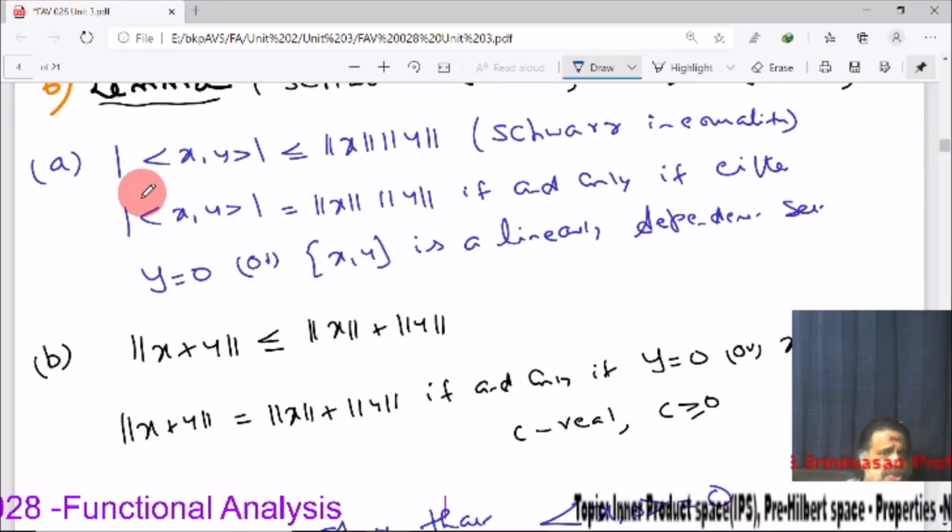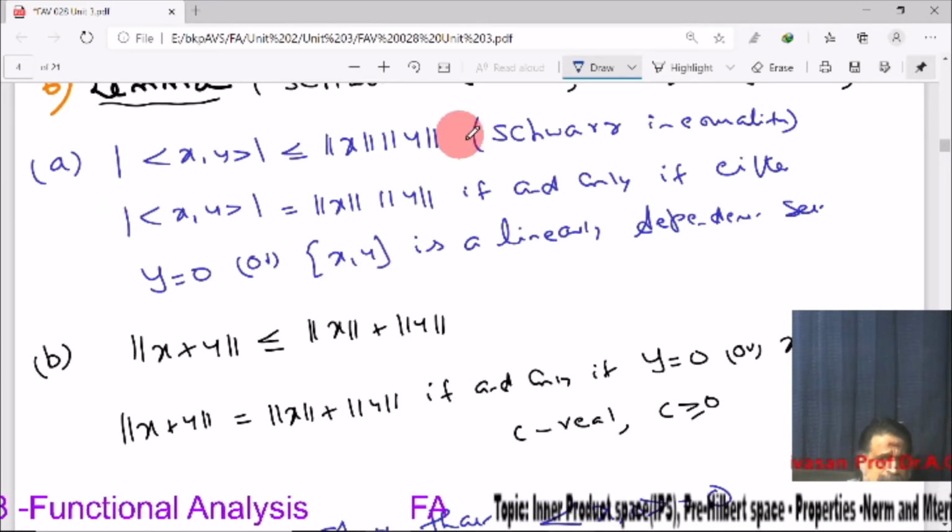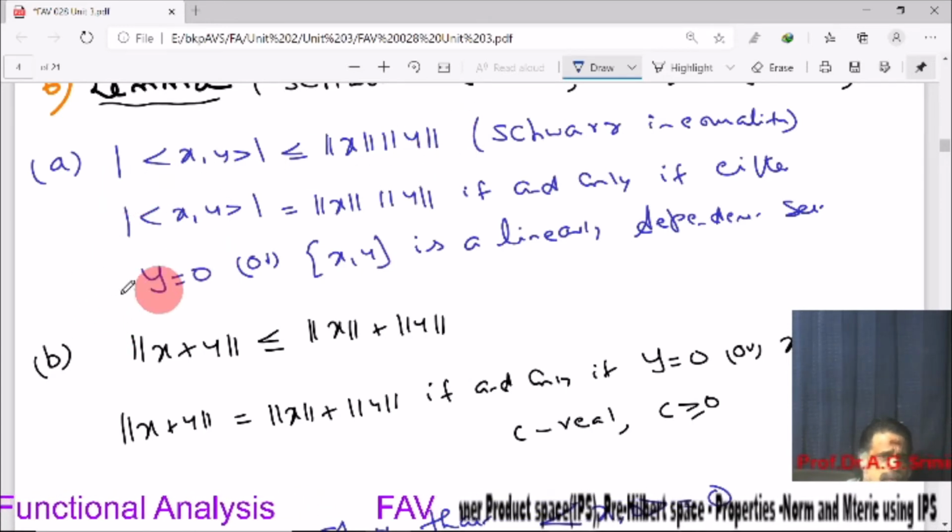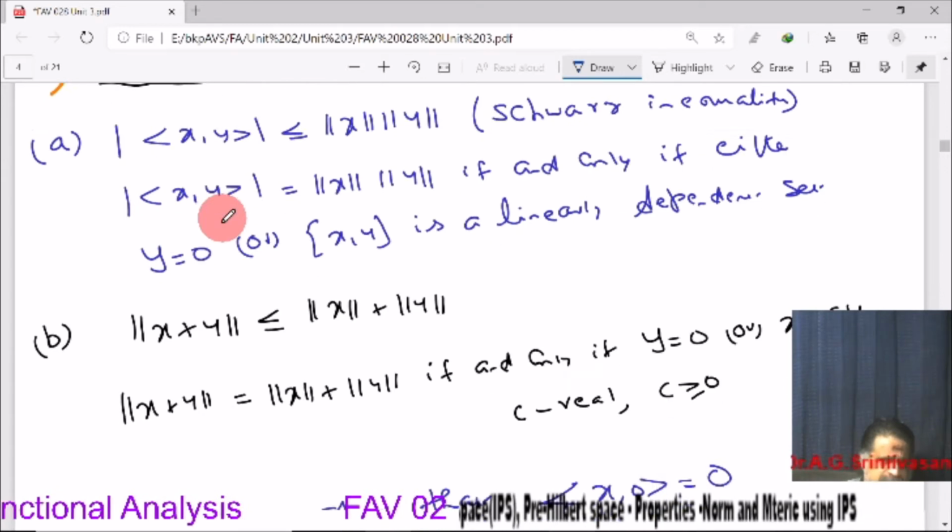Now we are going to show this next. So you assume that y is not equal to 0. Let's take this equation here.